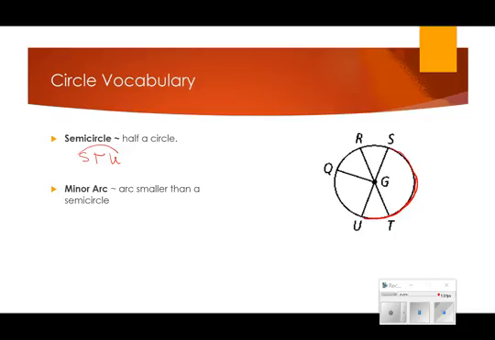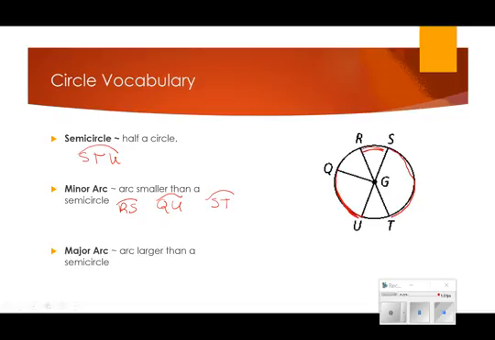Minor arcs are arcs that are smaller than a semicircle. So arcs that are less than half the circle. So like ST would be a minor arc. QU could be a minor arc. RS, you've got all these little minor arcs in there. So I'm just going to list a couple: RS, QU, ST, and we use just 2 points to note an arc.